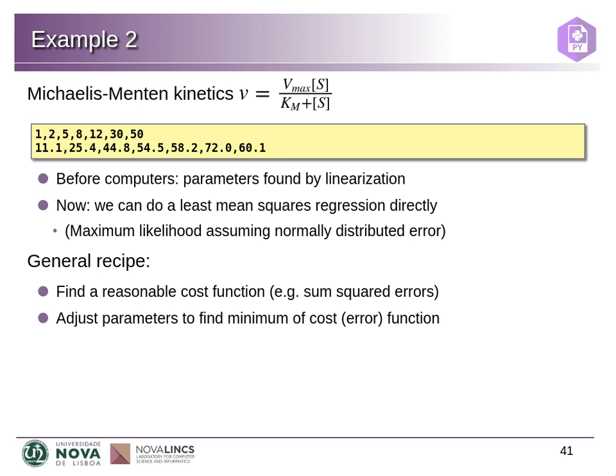With computers, we don't need to do that. We can just use a numerical optimization to actually adjust the parameters to the actual data. So we need to find a reasonable cost function. The quadratic error is a reasonable cost function, and we adjust the parameters to minimize that error.